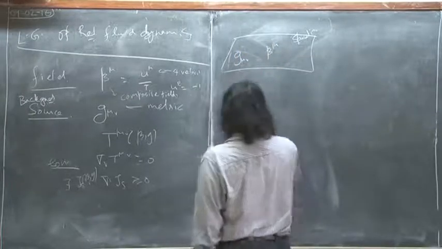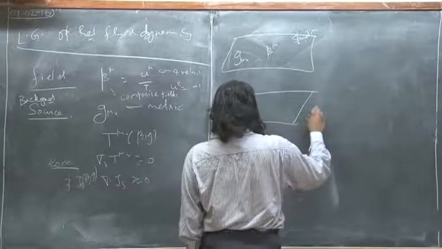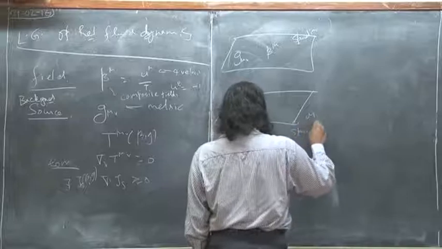Now you take another copy of the space-time. Let me call it M, or let's say a space-filling ring.